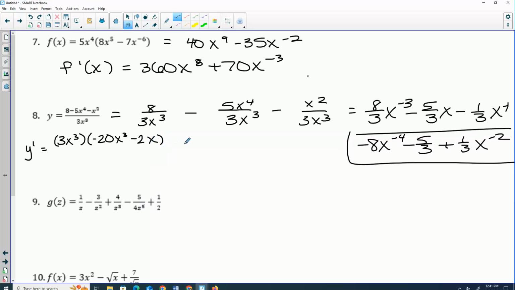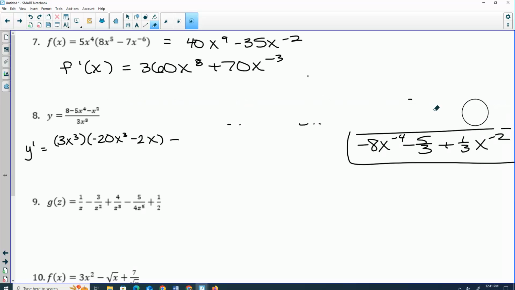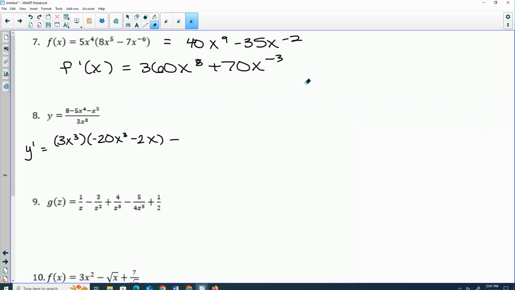It's so much easier than quotient rule. I'm gonna disagree. What's too complicated? Dude, it's not that hard. Good for you, Chris.